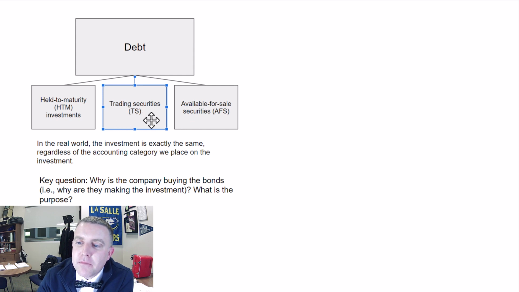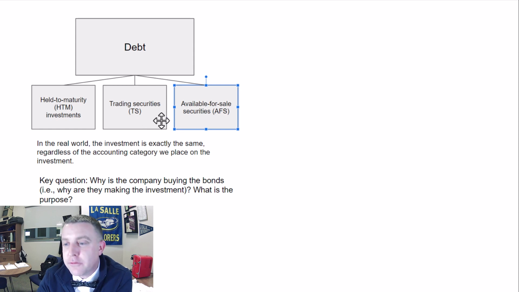And then we have this other category, which we call available for sale. And this would be somewhere in between held to maturity and trading. So they're not necessarily planning on holding the investment until it matures, but if the price in the market turned favorable, they might be willing to sell. So they're not actively trying to sell it, but they would sell if the price was right.